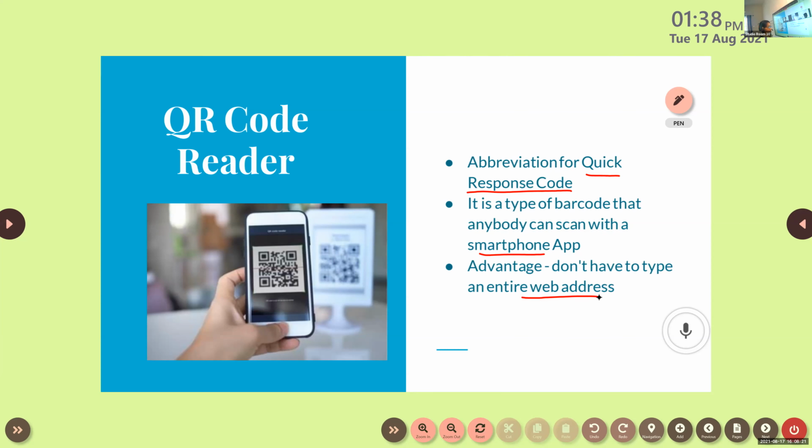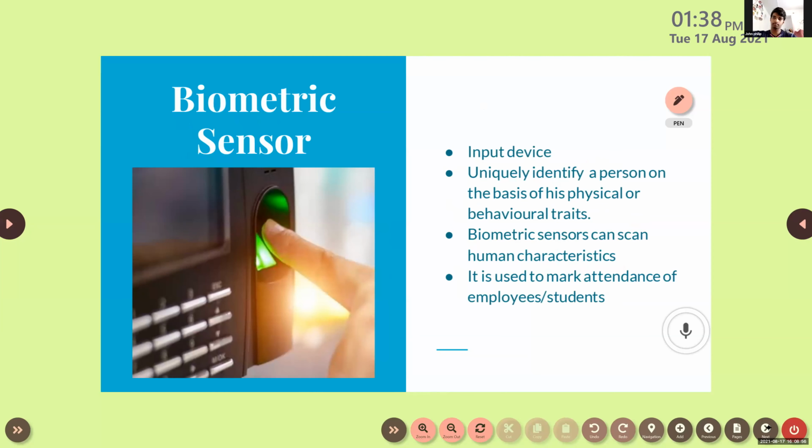So this is all about QR code. It scans the code and is directed for processing to an associated website. So it is very easy to handle. QR code reader is used for reading QR code. QR code has been abbreviated for quick response code.